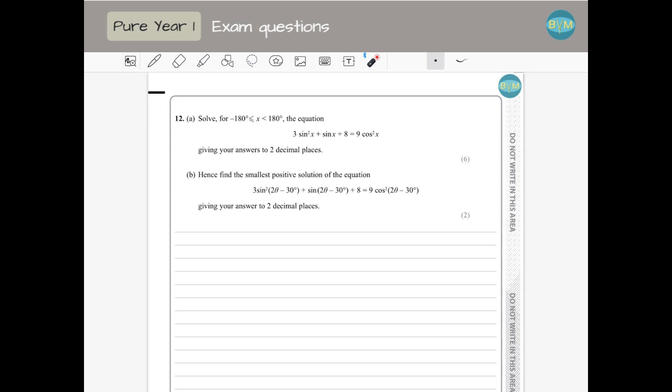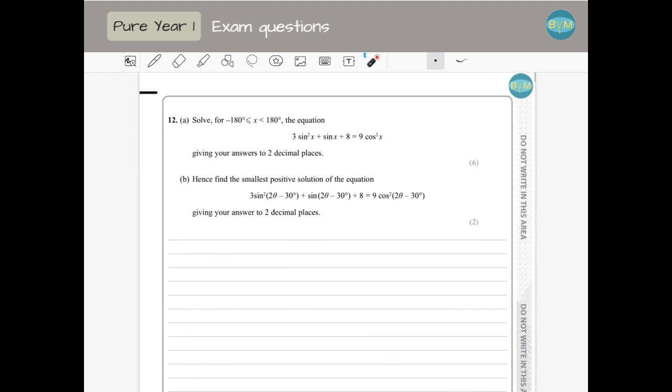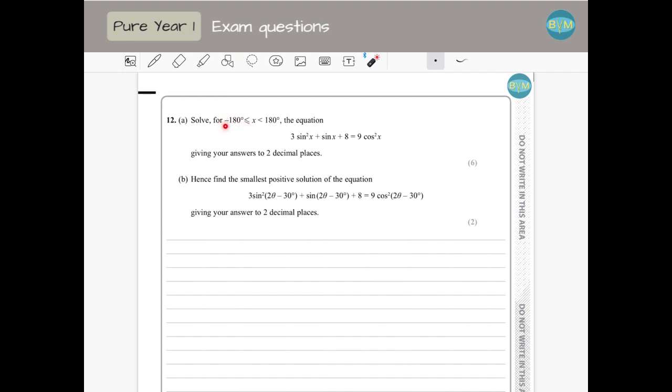Hello, this is question 12 on your A-level Edexcel sample paper, but it's a question that you should be able to do in year 12, because it has nothing that you learn in year 13. We have to solve this trigonometric equation between minus 180 degrees and 180 degrees, and give answers to two decimal places.